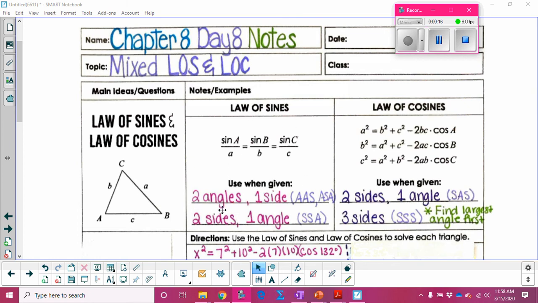If you're given two sides and one angle, and the angle is not the included angle, you're going to use the law of sines. If you're given two sides and one angle where the angle is the included angle, you're going to use the law of cosines.